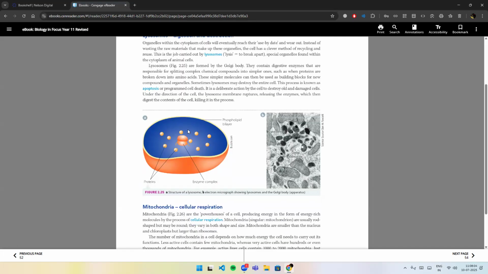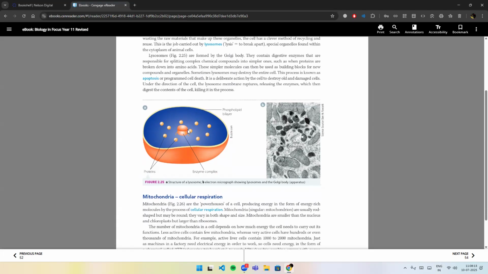They contain digestive enzymes that are responsible for splitting complex chemical compounds into simpler ones, such as when proteins are broken down into amino acids. These simpler molecules can then be used as building blocks for new compounds and organelles.